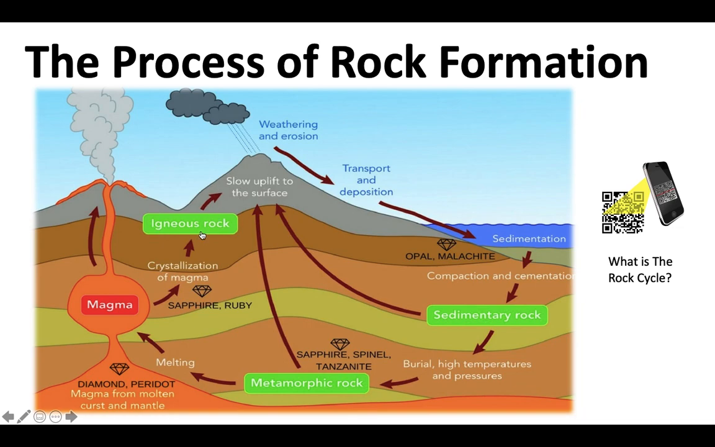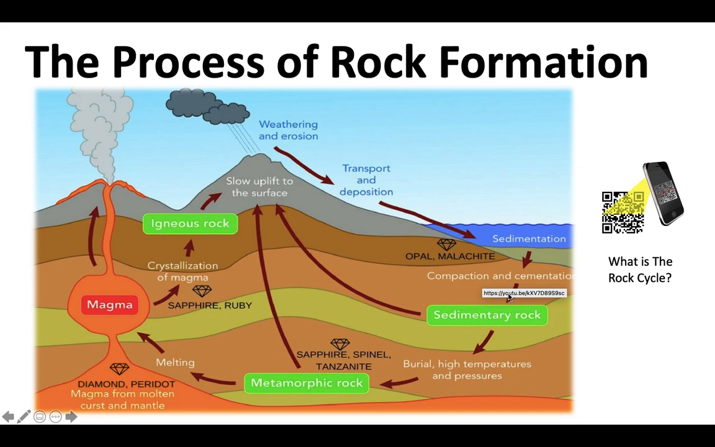And when this igneous rock undergoes weathering and erosion, it will be transported and deposited again. So through deposition and compression, it will form sedimentation. Okay, so this sedimentation will form sedimentary rock. So examples of sedimentary rocks are opal and also malachite. Okay, these two are examples of sedimentary rock. There are many others, other examples.